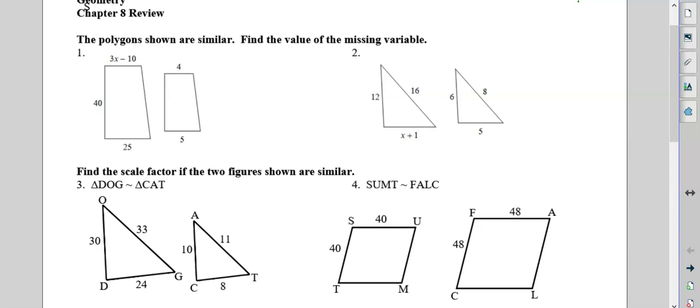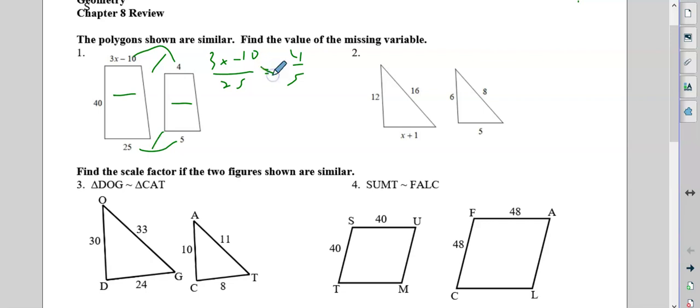All right, so chapter 8 review number 1. We basically have two similar figures, and these sides line up with each other. Now, as I've said in class, you can just set up your fractions just like this. 3x minus 10 over 25 equals 4 over 5. You could have also set them up this way, 3x minus 10 over 4 and 25 over 5. You're still going to get the exact same values.